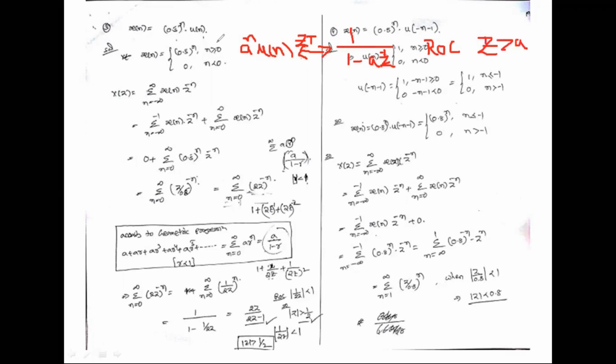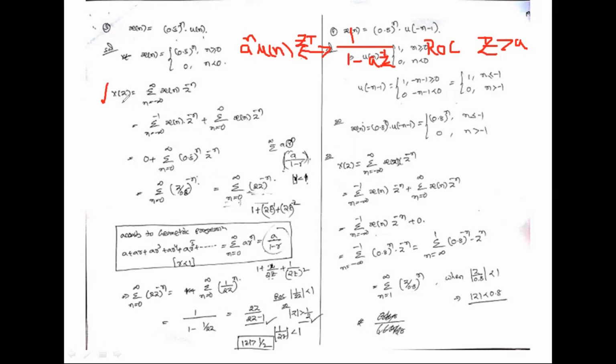Got it, my student? This is given only this function. Otherwise, don't use this directly when they give it in a 3-mark or 4-mark question. If it's a 1-mark question, then only you can write directly that a power n mu of n is 1 by 1 minus a z inverse. Instead of a, it is 0.5, so 1 by 1 minus 0.5 z inverse can be written directly. But if they ask in a 3-mark or 4-mark question, you have to show the procedure. You have to substitute the given x of n in the definition of the z transformation. Then you can simplify and finally show the answer.